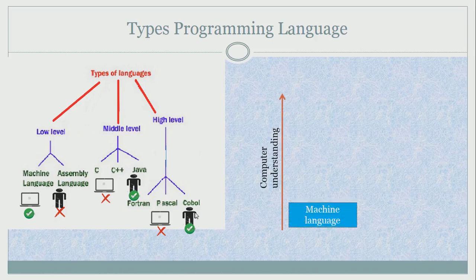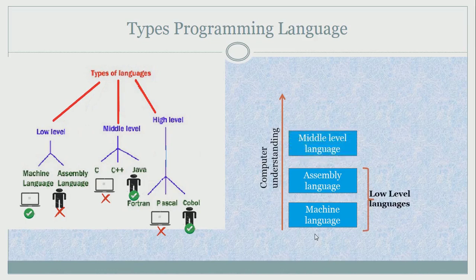Now, based on computer understanding, we arrange the types of programming languages. First, we have the machine language. Machine language is the easiest for computer. Then we have assembly language. Assembly language is easy for computer but takes little translation. Machine language and assembly language both are low-level languages.